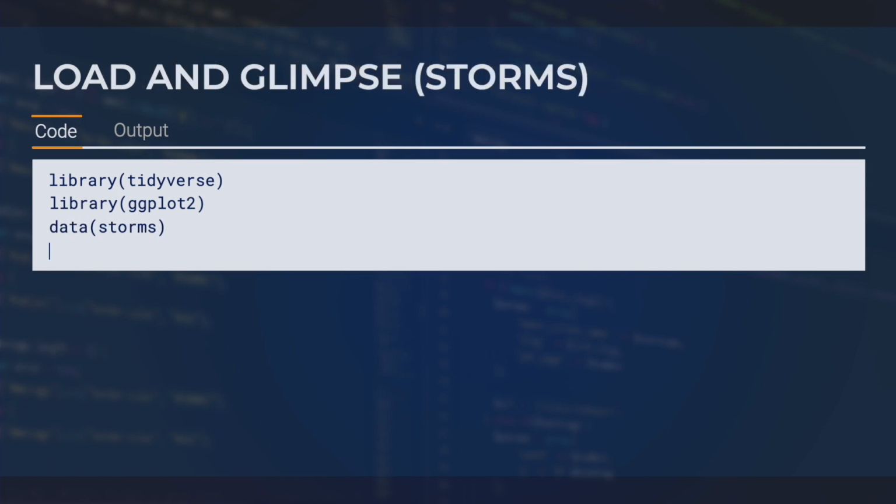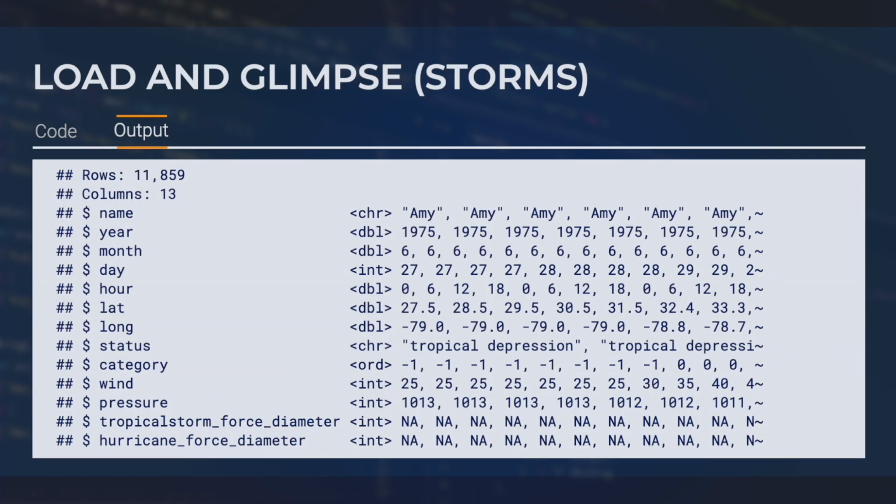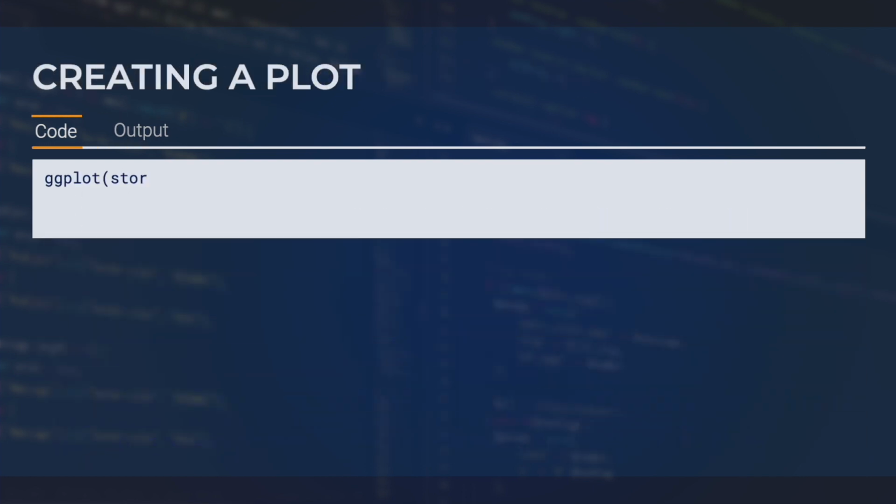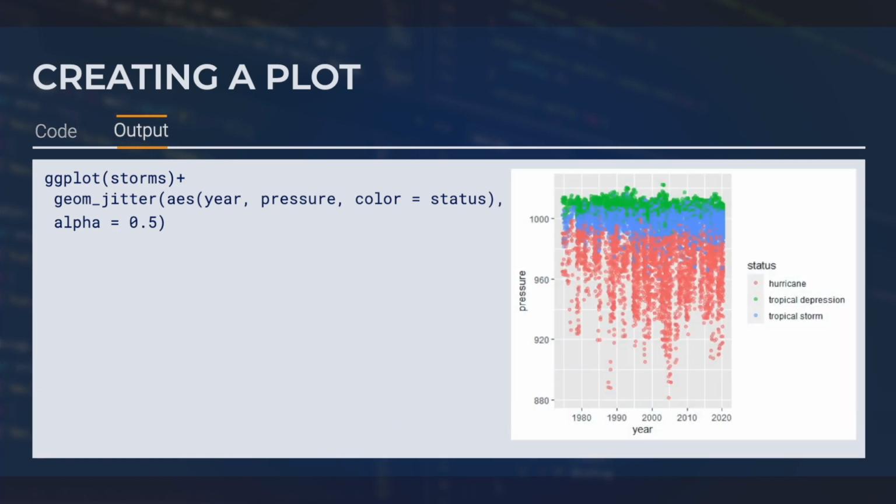First, let's load the storms data and take a glimpse at the data. Now, we'll make a simple plot examining the pressure over the years. Now that we've made a plot, let's use the built-in ggplot2 function called ggsave to save it.